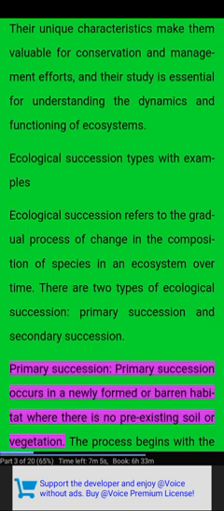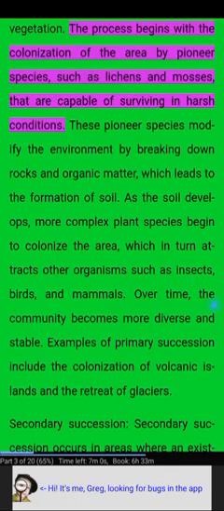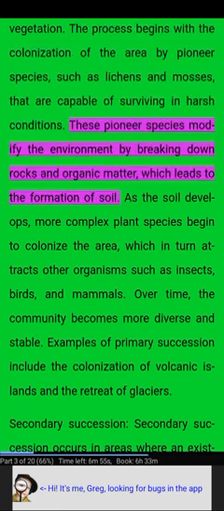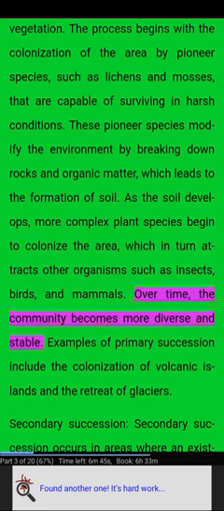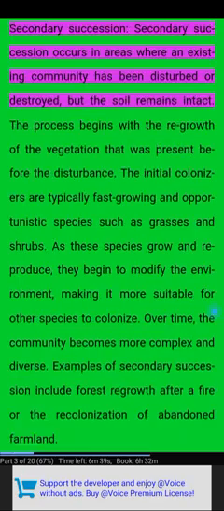Primary succession. Primary succession occurs in a newly formed or barren habitat where there is no pre-existing soil or vegetation. The process begins with the colonization of the area by pioneer species, such as lichens and mosses, that are capable of surviving in harsh conditions. These pioneer species modify the environment by breaking down rocks and organic matter, which leads to the formation of soil. As the soil develops, more complex plant species begin to colonize the area, which in turn attracts other organisms such as insects, birds, and mammals. Over time, the community becomes more diverse and stable. Examples of primary succession include the colonization of volcanic islands and the retreat of glaciers.